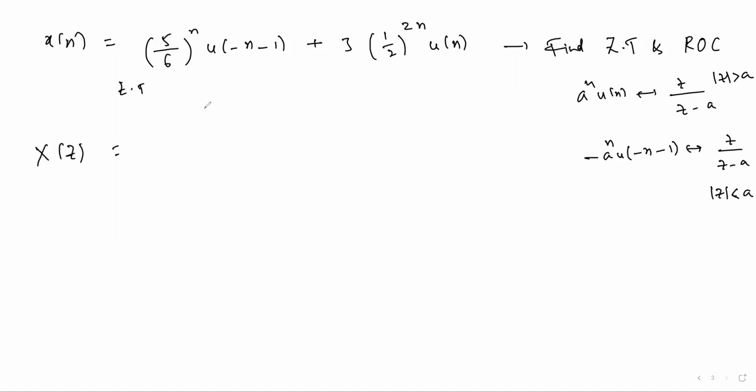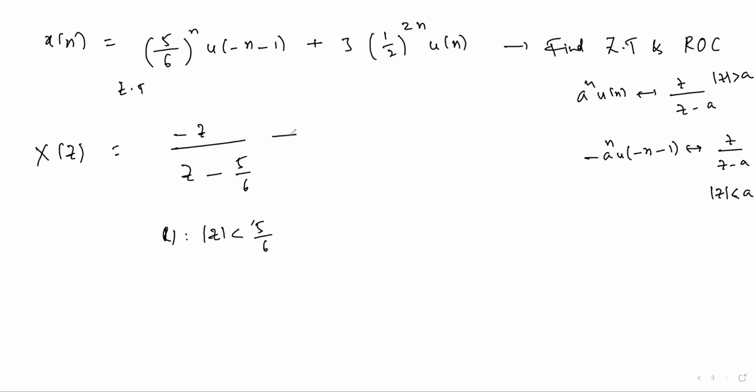What is X of z here? Since the minus sign is not here, we can take minus z by z minus 5 by 6, with ROC. First ROC: since it is a left side signal, the less than symbol must be used. What is the pole value? 5 by 6.